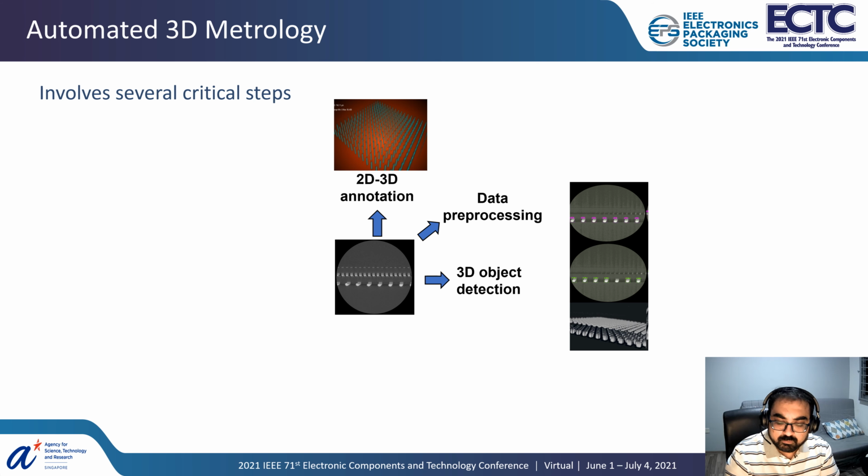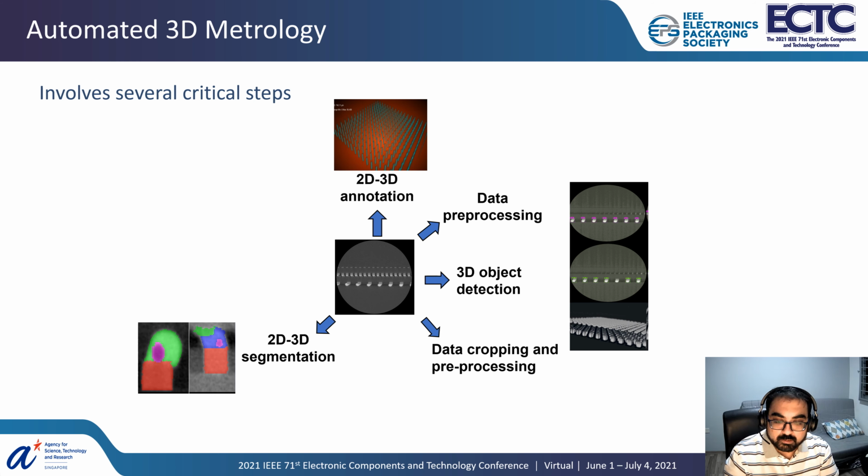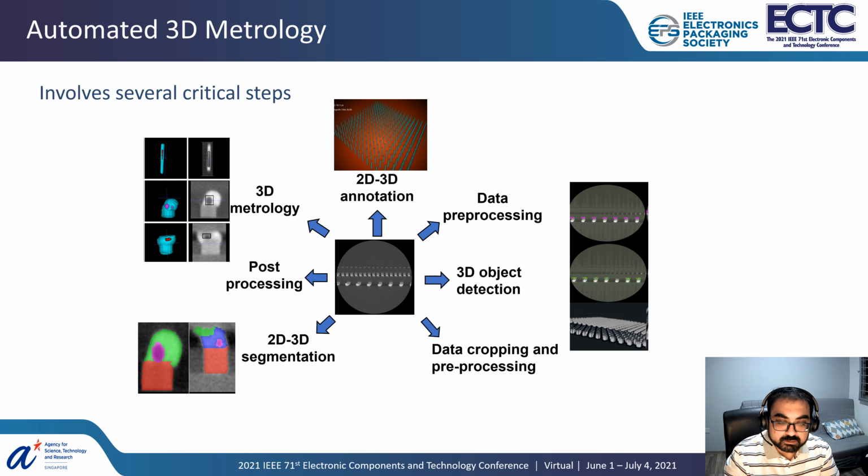After that, we'll train our models for 3D object detection to identify the major regions in these chips that we'll be looking at for cropping as well as pre-processing before it is fed into our 2D to 3D segmentation models. The segmentation models are very expensive computationally, and hence you cannot feed the entire 3D voxelized data into it. That's why there's a need for object detection before we can feed it into the segmentation component.